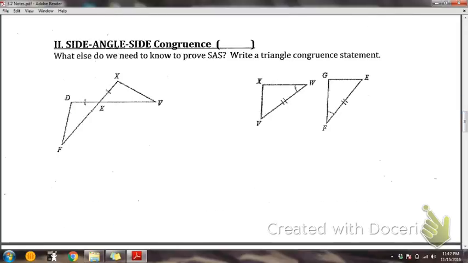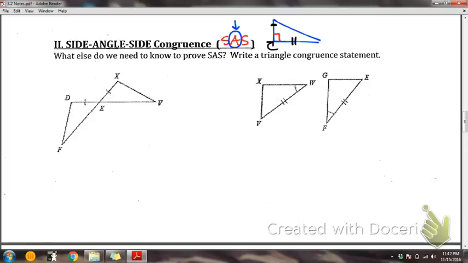Okay, let's look at the second way that we could prove triangles are congruent. We have what's called side, angle, side. We're going to use SAS, side, angle, side. Notice with side, angle, side, the angle is included, meaning the angle is between. So if it was side, angle, side, it might look something like this. This angle, this side, this side. Do you see how the angle is in between the two sides? That would be side, angle, side.